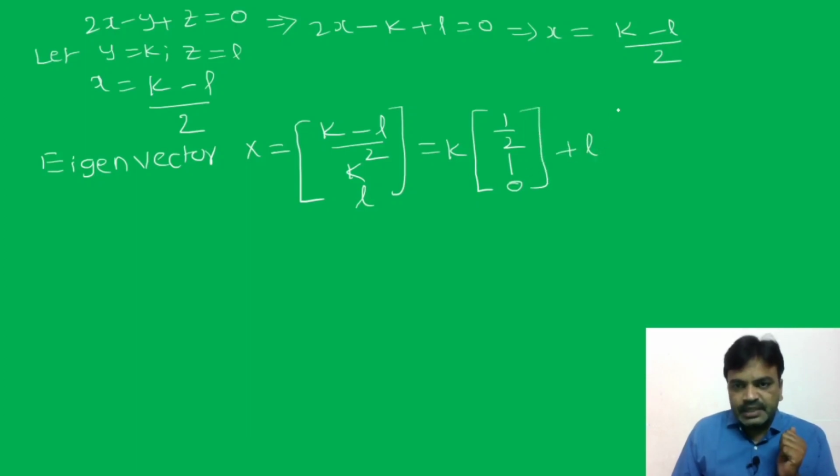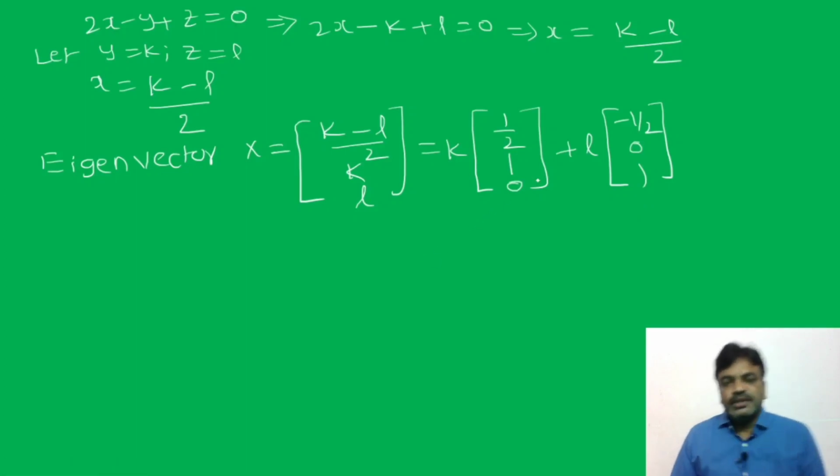Plus L into, come on, tell me this time now, what is the L coefficient here? We have minus here, so minus 1 by 2. There is no k here, there is no k means 0. Here we have L, friends, so 1. Now I want to take k is equal to 2, friends.